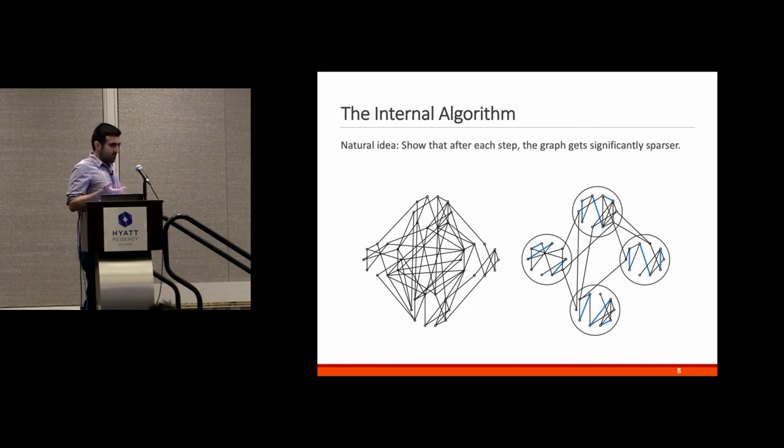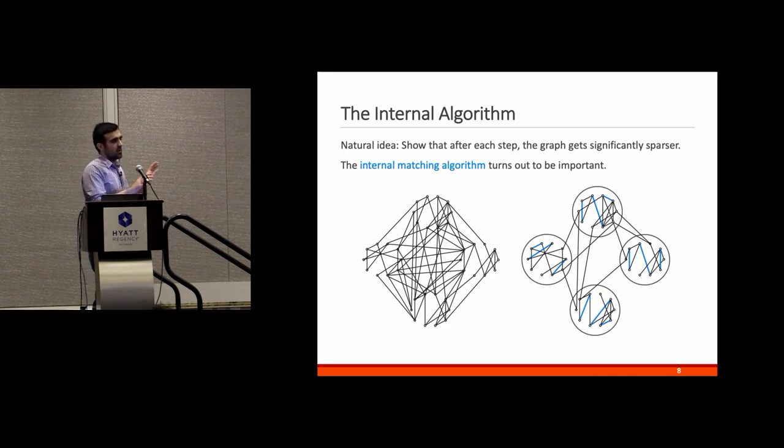So how do we argue that this leads to a fast, massively parallel maximal matching algorithm? A natural idea is to argue that, well, after each application of this procedure, the graph that remains is much sparser than the previous graph. So that after a few iterations of this procedure, we have essentially nothing to match, and we find the maximal matching. And to argue that this sparsification happens, it turns out that it's very important how we find these matching edges in each of these induced subgraphs.